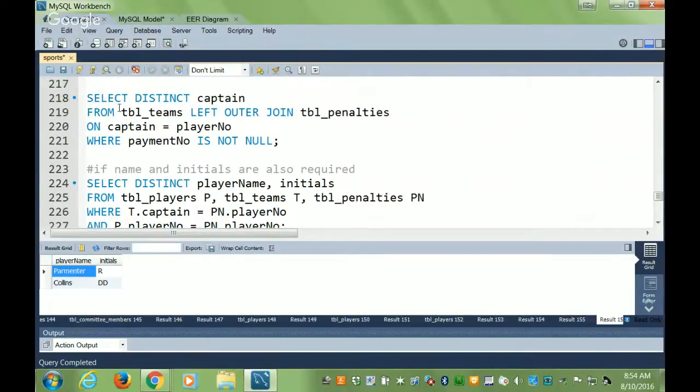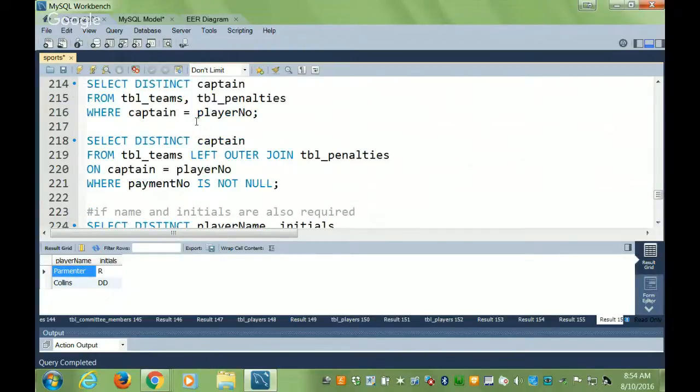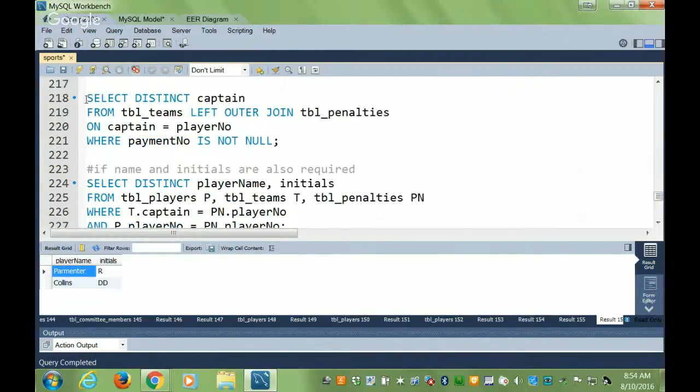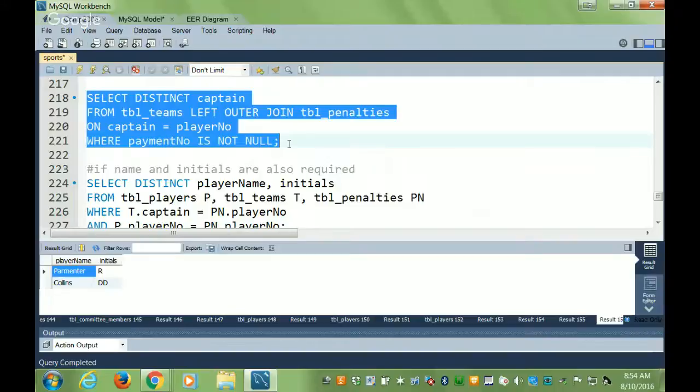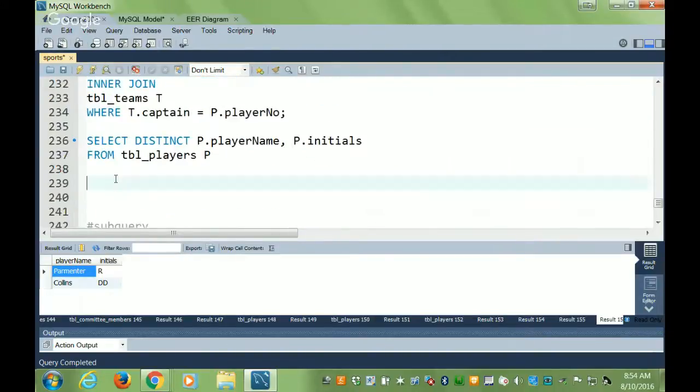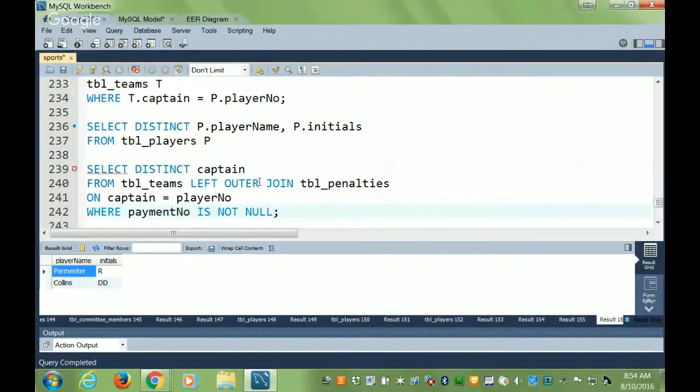These are people who are captains and have paid a penalty. The inner join seems more simple because it is straightforward, but I'm just trying it, okay? Let's see if we can do it. So here are the two things. The first one is giving me the name and the initials from the P. The second one is giving me the captain number. I think I can make it work.